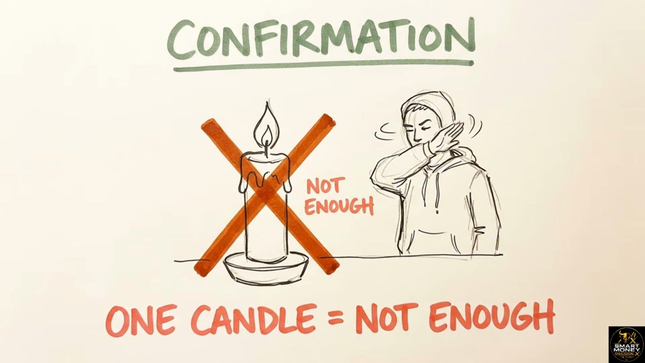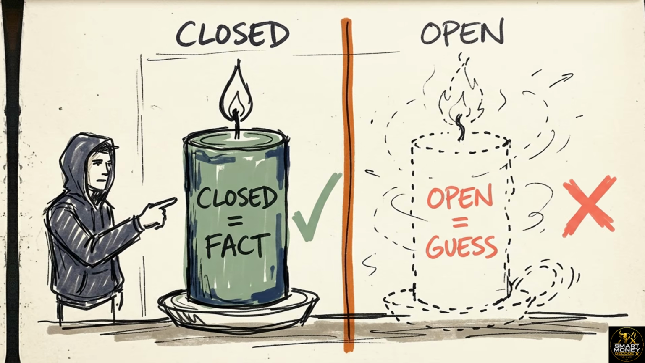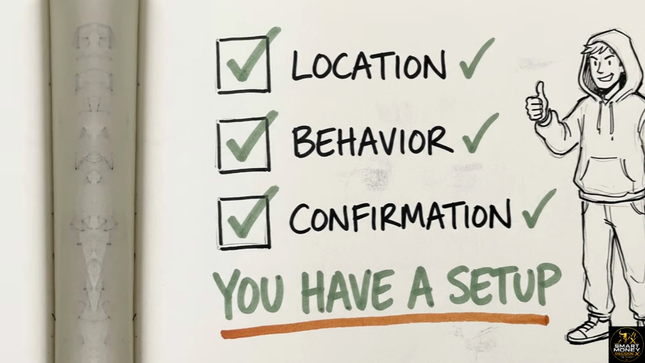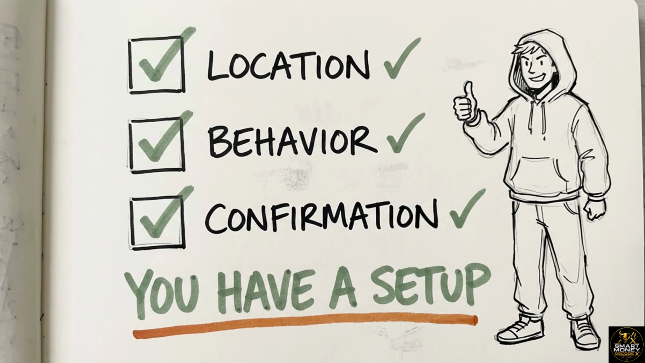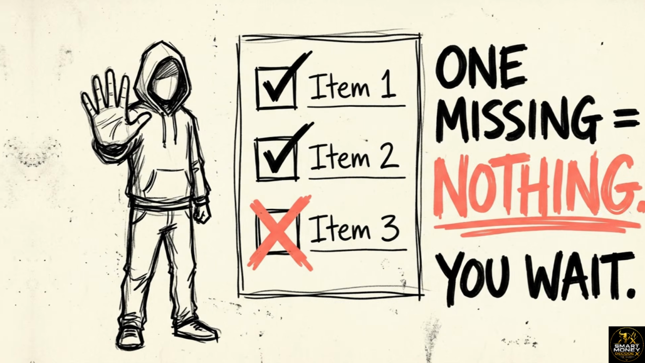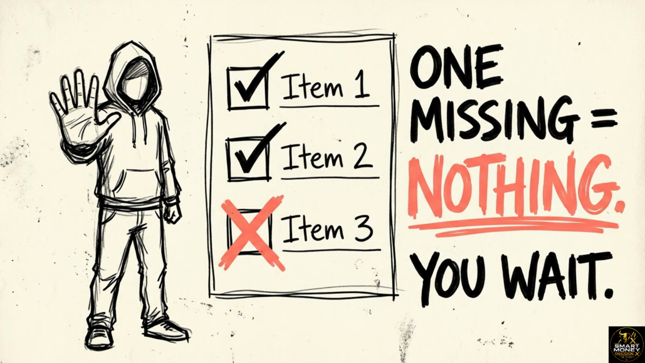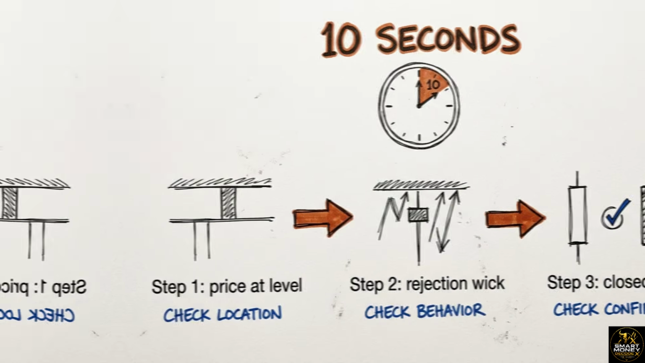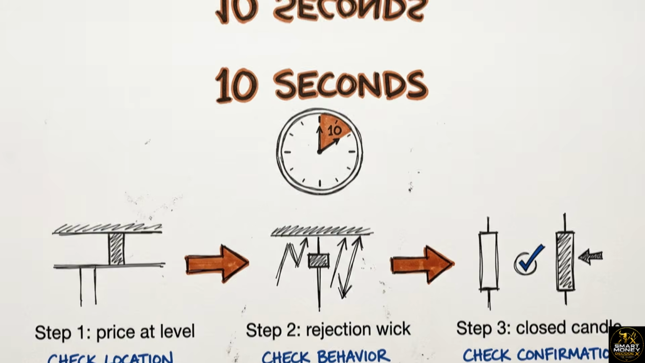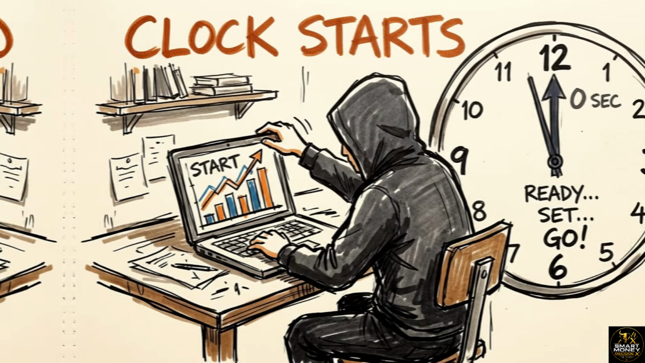One candle is not enough. Wait for the candle to close. A closed candle is a fact. An open candle is a guess. If location is right, behavior shows rejection, and a candle confirms, you have a setup. If any one of those 3 is missing, you have nothing. You wait. This step takes 10 seconds. Check location, check behavior, check confirmation. 10 seconds. Done.